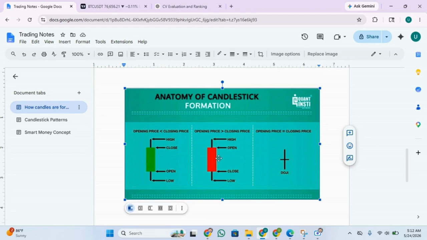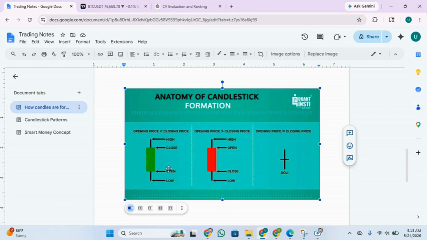In a bearish candle, it means that sellers are in control. There is supply, and sellers are selling the coin, and that's why the price is moving down. So this is a bearish candle. Now each candle has four things. One is its high, another is its close, then open, and then low.